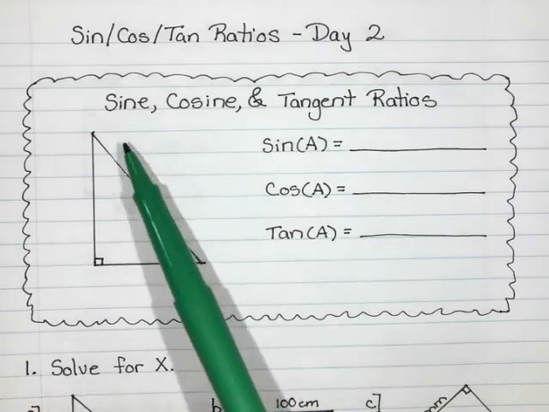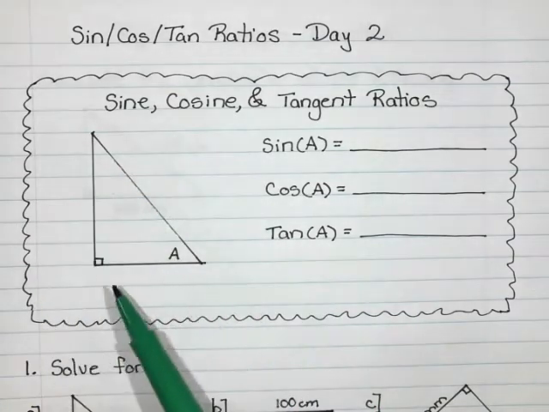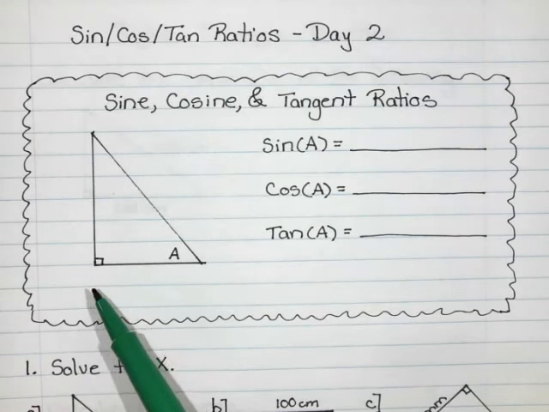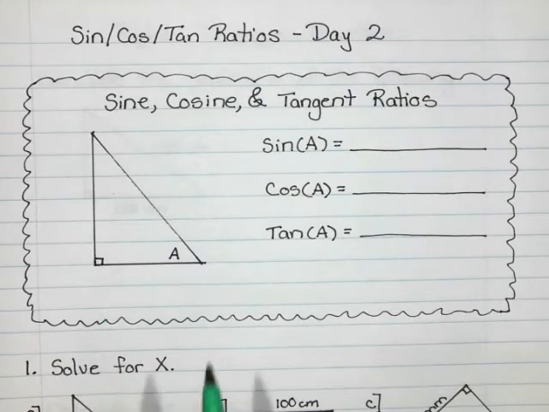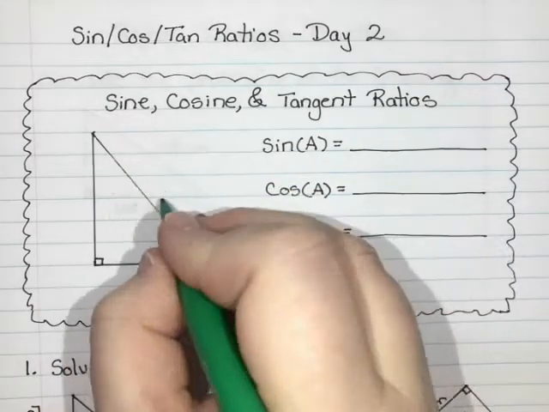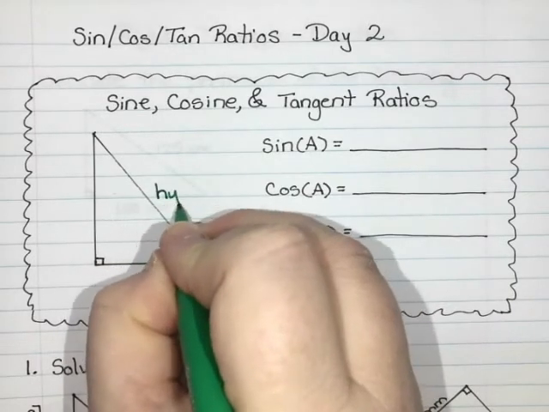When you're doing sine, cos, and tangent ratios, it has to be a right angle triangle. If it's not a right angle triangle, you're going to have to come up with something else to do. First thing you need to do is label all of your sides. The one across from the right angle, the longest side in that triangle, is our hypotenuse.